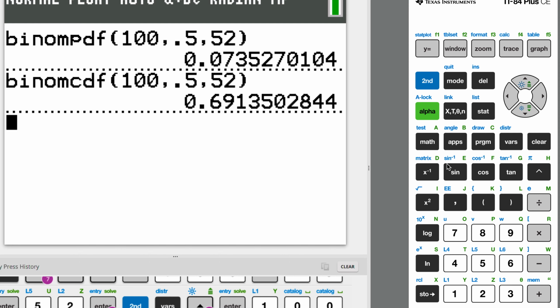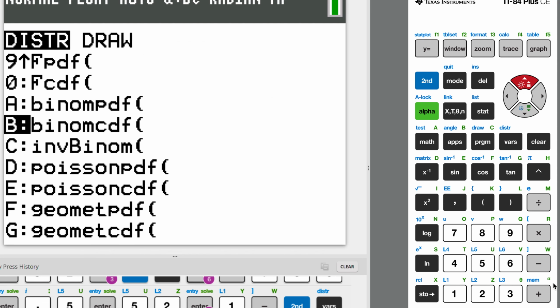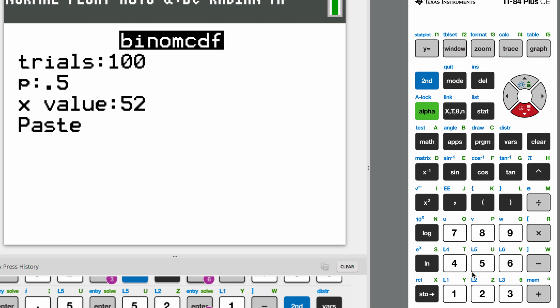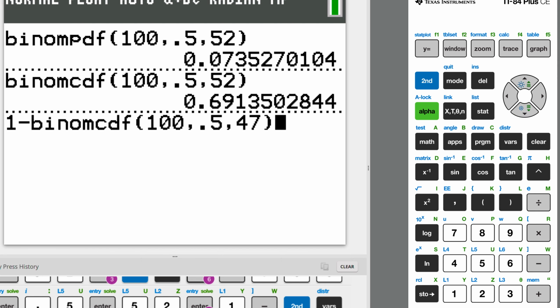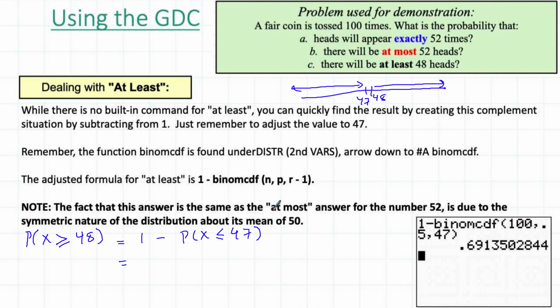So when I go to the calculator, I have to type in 1 minus, go to the distribution. Again, we're doing cumulative, but this time 47, and you get your answer 0.691. Now, the fact that the answer is the same as at most is due to the symmetry nature of the distribution about its mean of 50. So it's just a coincidence for this one. But you need to make sure that you do the calculations correctly, do the 1 minus, write out the probability so that it's clear what you're doing.